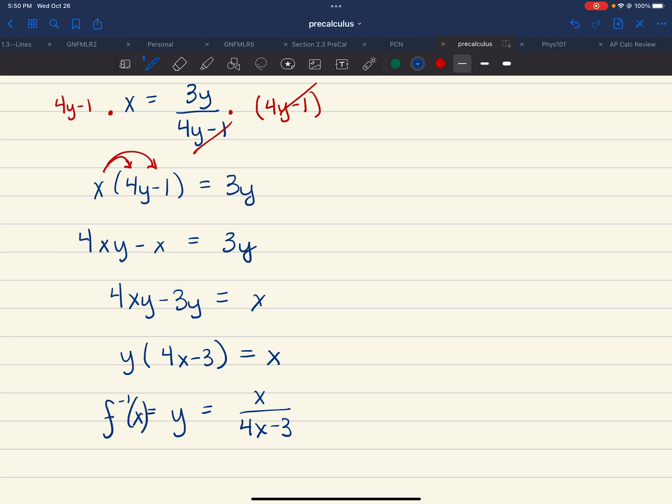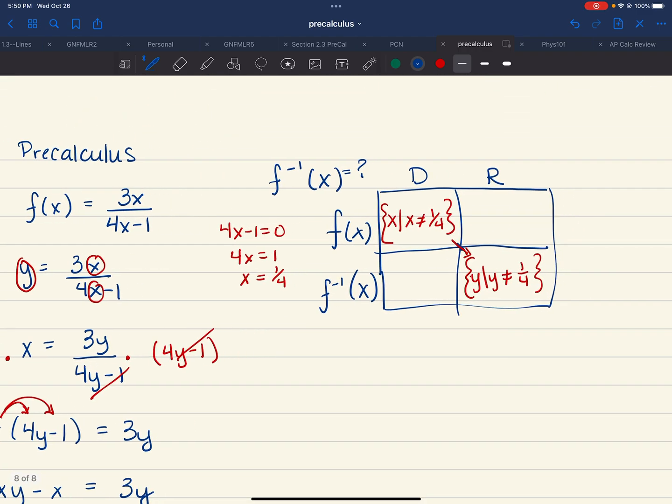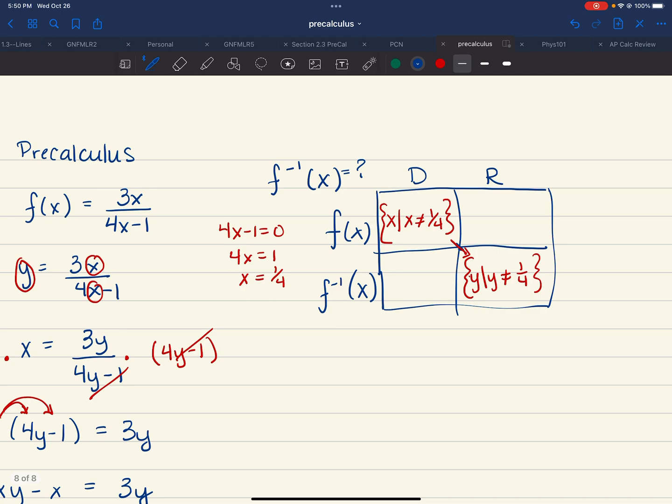And then what I want to do is find what the domain is of that. So if I set 4x minus 3 equal to 0, I get 4x is equal to 3, x is equal to 3/4. So back up here on my domain, I've got x, so that x does not equal 3/4. So that's my domain, and that's going to become the range on my original function. So y is such that y does not equal 3/4.